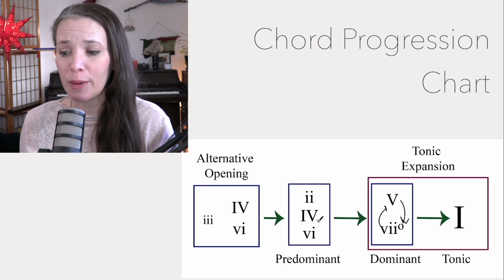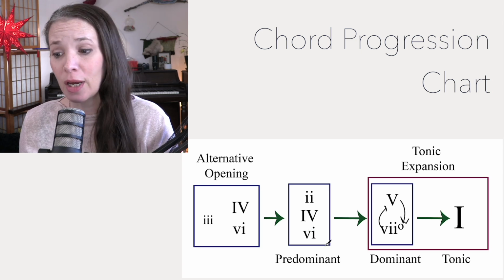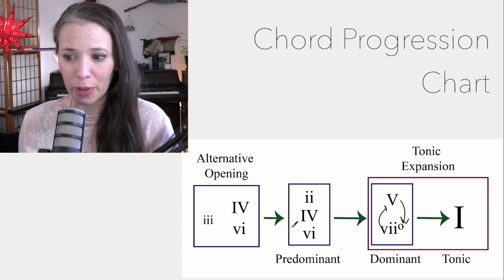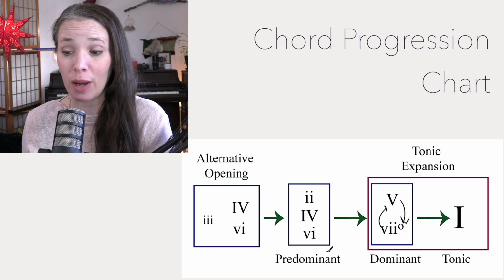Then we have our predominants, where these are all interchangeable. They can go to each other. So 6 can go to 4, 4 can go to 2, 2 can go to 6, 2 can go to 4, etc. and so on. So that massively broadens the scope for the predominant.